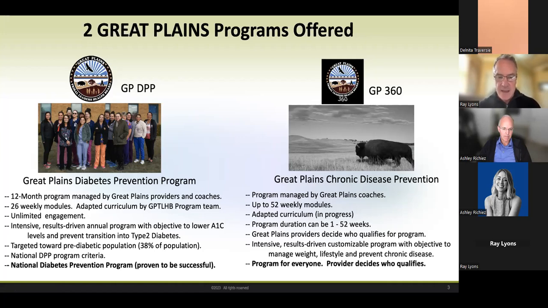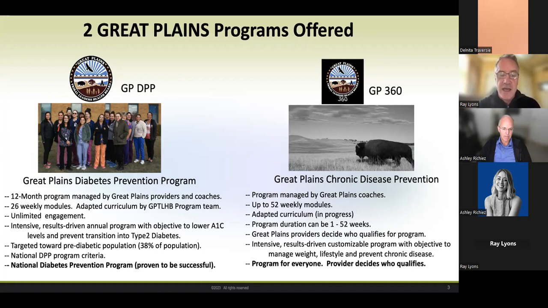And again, we have adapted the curriculum with the Great Plains Tribal Leader Health Board curriculum and content team. There's unlimited engagement. The program has been built as an intensive, results-driven annual program with the objective to lower A1C levels to prevent the transition into type 2 diabetes. It's really targeted towards the pre-diabetes population, which is typically anywhere from 36 to 42%.